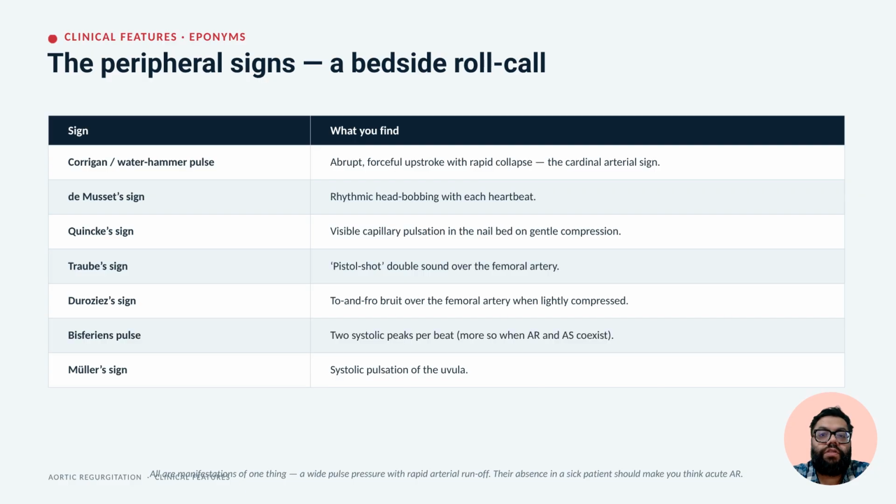Traube heard a pistol shot crack over the femoral artery, and Duroziez turned that into a to and fro bruit by gently compressing it. The bisferiens pulse, with its 2 systolic peaks, is felt best when stenosis keeps the valve company. Even the uvula joins in: Müller's sign. They make marvelous eponym questions, but here is the clinical sting in the tail. Because they all depend on a wide pulse pressure, they are conspicuously absent in acute severe AR. A desperately unwell patient with quiet pulses is a red flag, not reassurance.